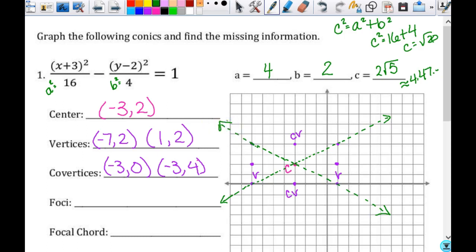So those need to be in there because that's going to help you with the shape of your graph.